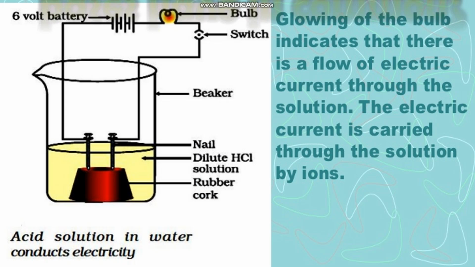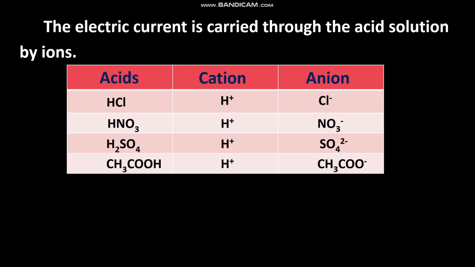So why are the acids conducting electricity? Because ionization takes place there. Ions are produced. Due to the presence of these ions only, acids are conducting electricity. But in the case of alcohols and glucose, even though they contain hydrogen atoms, there is no ionization. So let us see how the ions are produced in acids.